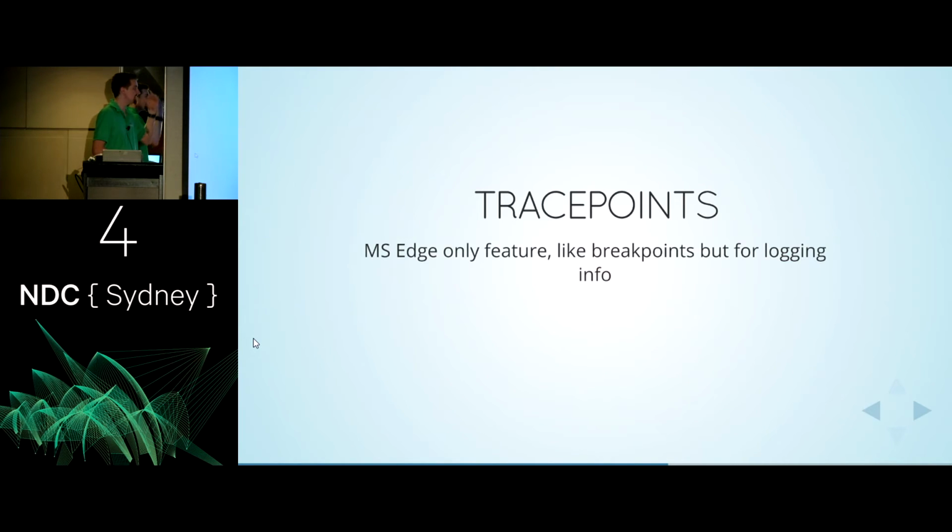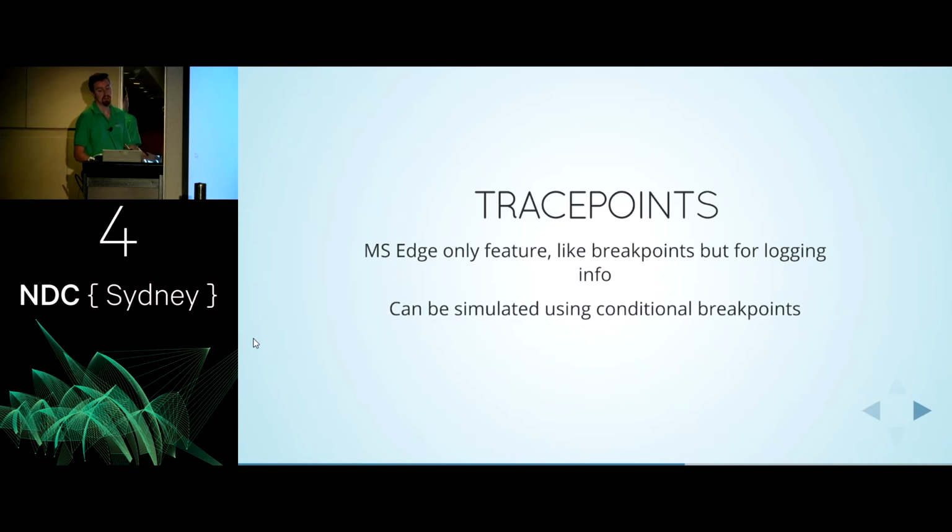But as I said, it's actually a feature that's only in MS Edge. But we can simulate trace points by using conditional breakpoints in the other browsers. This is a thing that we can exploit, by the way: all the console methods return undefined. In JavaScript, undefined is a falsy value. The point of a conditional breakpoint is it will only break when something results as true.